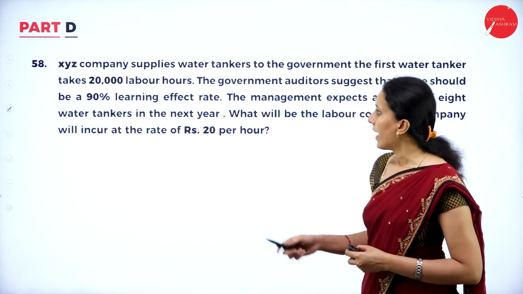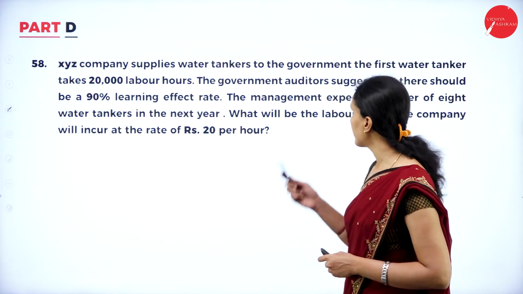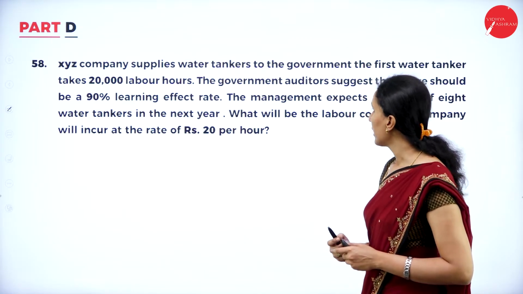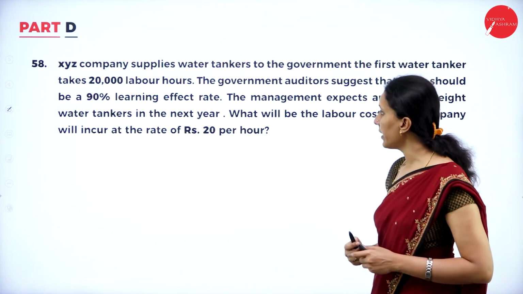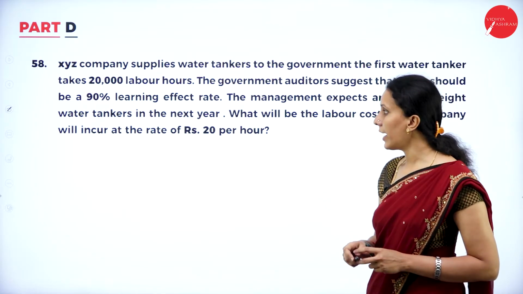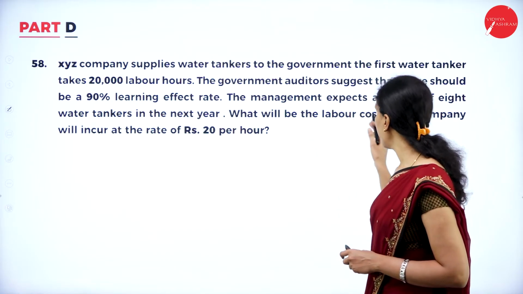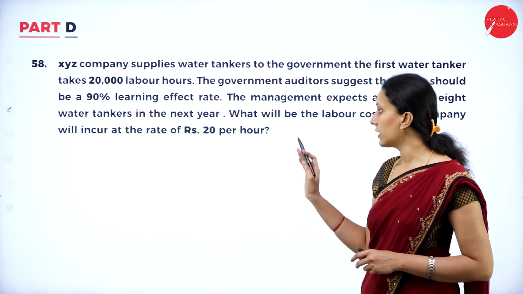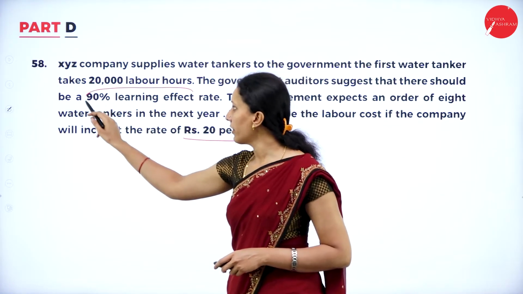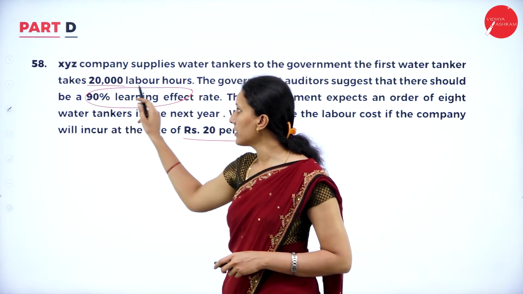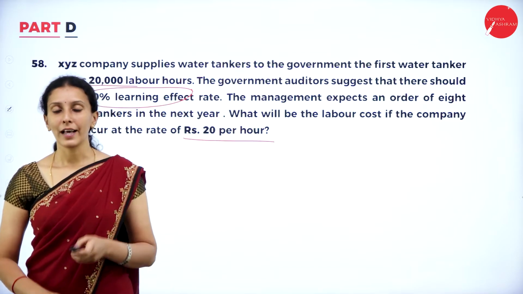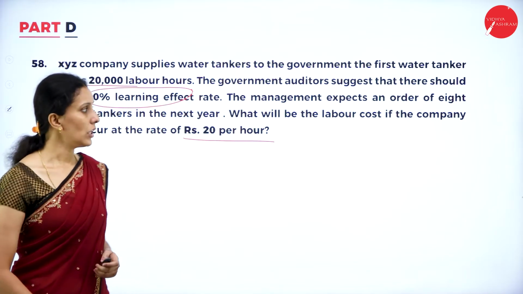Next one we have: XYZ company supplies water tankers to the government. The first water tanker takes 20,000 labor hours. The government auditor suggests that there should be a 90% learning effect rate. The management accepts an order of 8 water tankers in the next year. What will be the labor cost if the company incurs rupees 20 per hour? The learning effect is given as 90% and the labor hour is 20,000 hours. So here we will solve with the help of a tabular method for the learning curve.